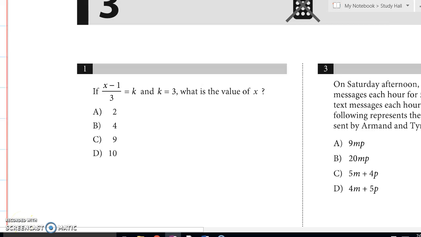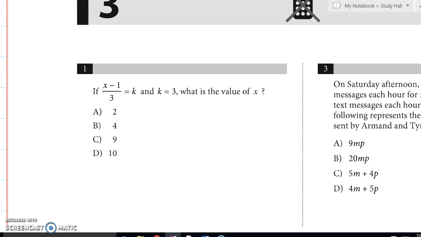Okay, so this is SAT Practice 3, which is from practice test number 1 in the College Board's test examples. And this is section 3, the first math section. So number 1, it says if (x minus 1) over 3 equals k, and k equals 3, what is the value of x? So for some of you, you might look at this and be like, oh, super, super easy.